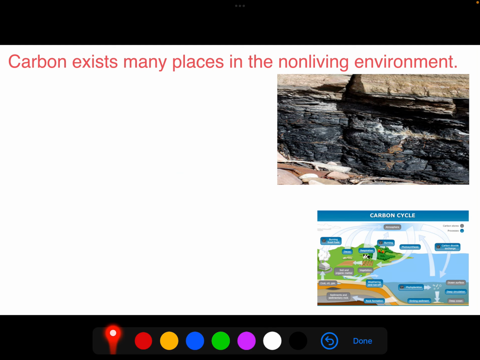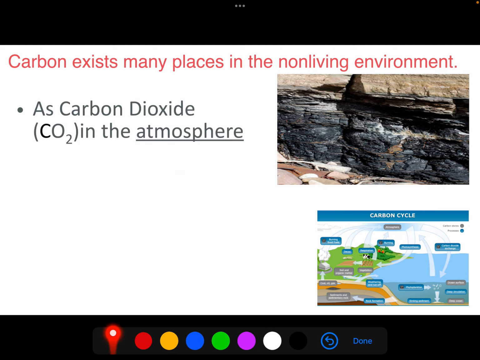Okay, so now we're moving to the non-living environment. We started in the biosphere, talking about how all of us are made of carbon. Now we're going to go to the non-living environment. So first, something we've talked about a couple times already. Carbon dioxide exists in the atmosphere. So how can we find carbon in the non-living environment? As CO2, there's that C right there, in the atmosphere. And remember, I know we've only done this a couple times, but everything that I have underlined here should be written in your notes.